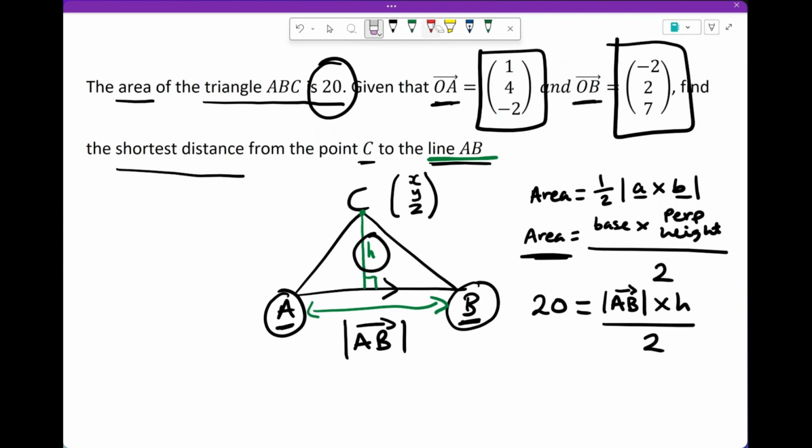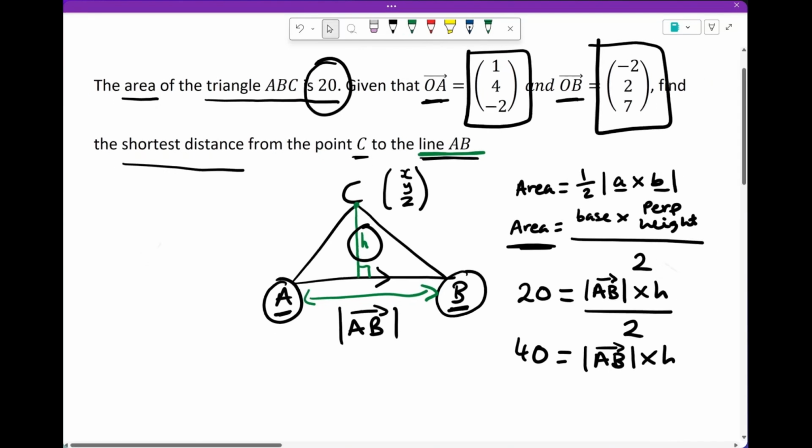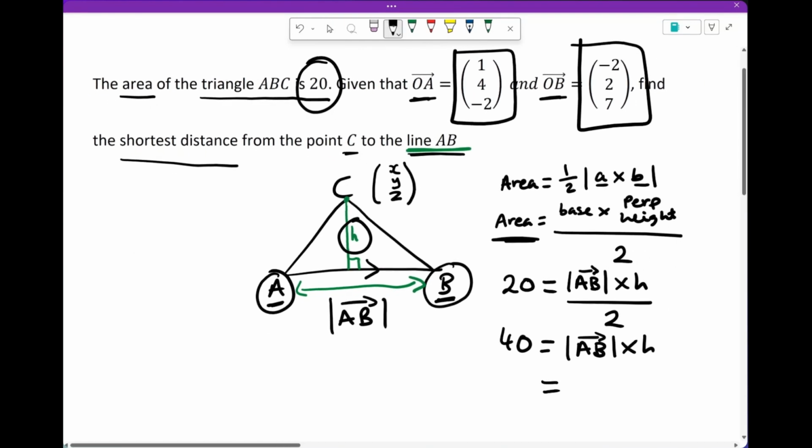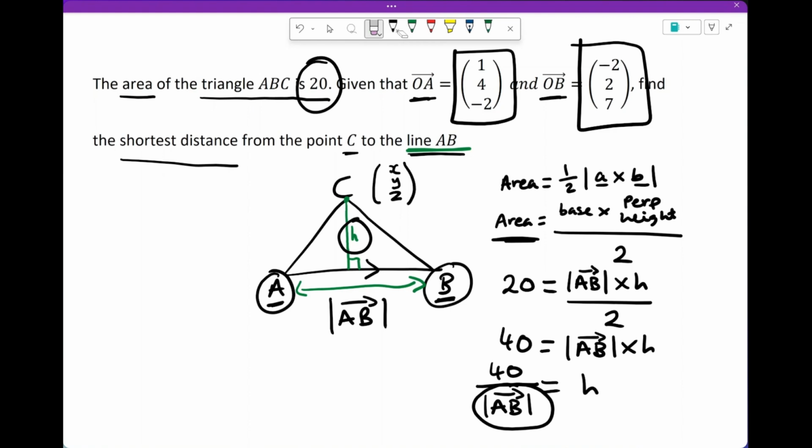We can start by multiplying by 2 on both sides. So that's going to give me 40 is equal to the modulus of AB multiplied by h, and therefore h, our shortest distance, is going to be equal to 40 divided by the modulus of AB, like that. So all I need to do is calculate the modulus of AB, and we should be able to calculate this value h. So let's get on with that. To get that process started, I need to start by finding AB.